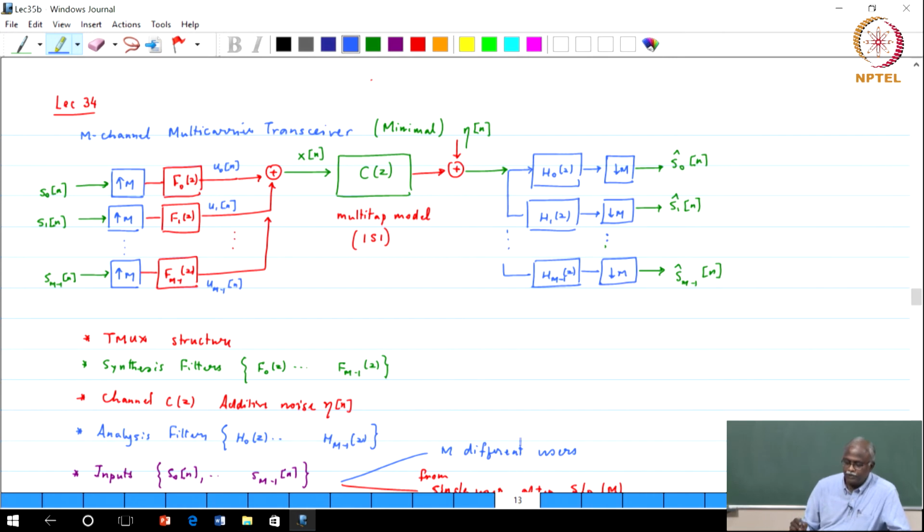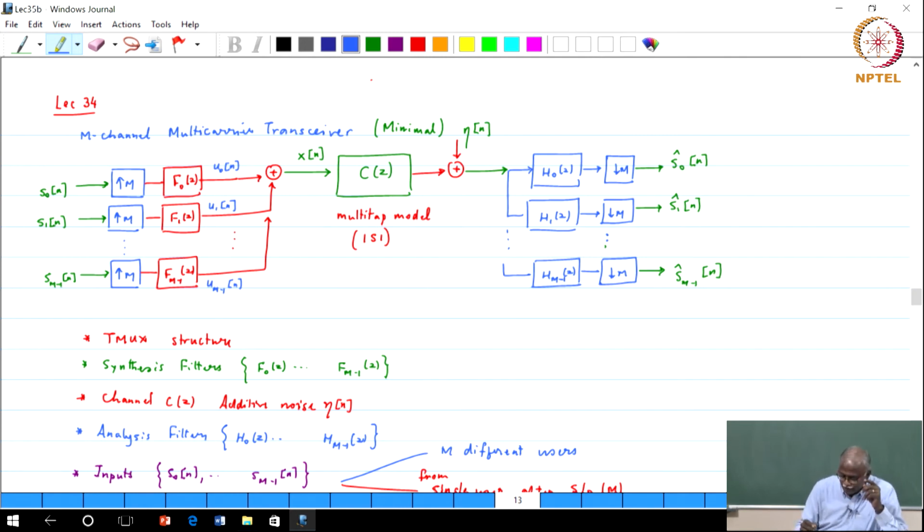Then we went to putting the entire transmultiplexer together. So, the synthesis portion, the analysis portion with the channel in between. The channel has the dispersive channel as well as the noise. We said that the noise we will more or less ignore, because it comes as an impairment which we cannot do anything about, but the channel impairment we definitely want to address.